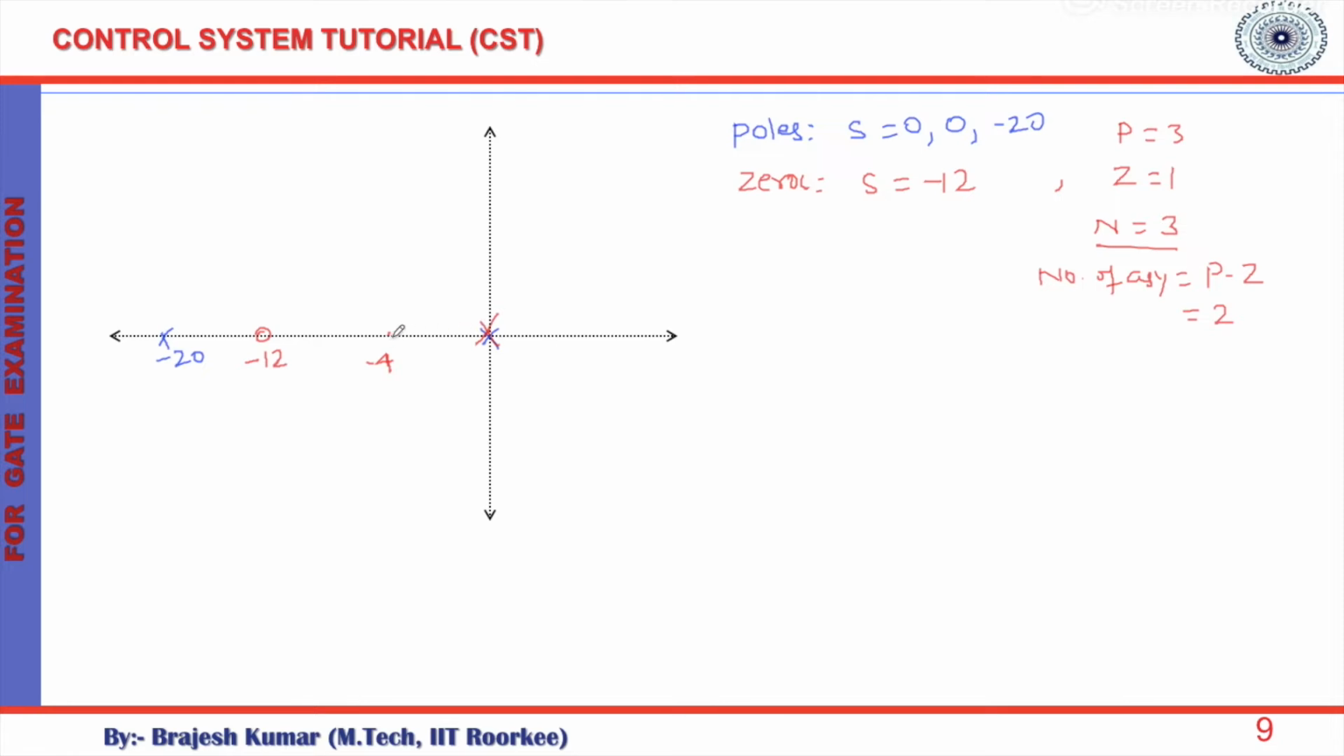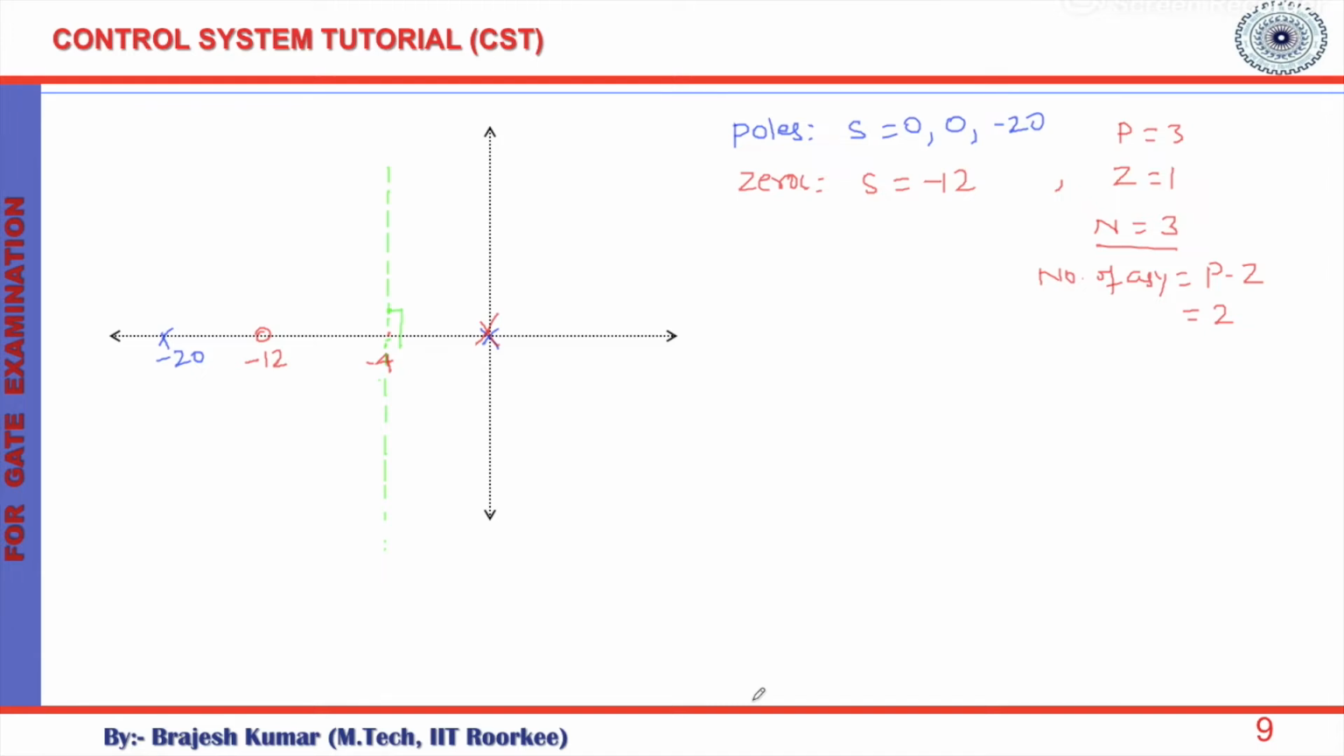Number one asymptote is like this. So I'm just taking some broken line to draw this. So number one asymptote is like this. This is the angle of 90 degrees, and symmetrically the other asymptote will be on the other way at 270 degrees. Clear? So these are basically asymptotes.